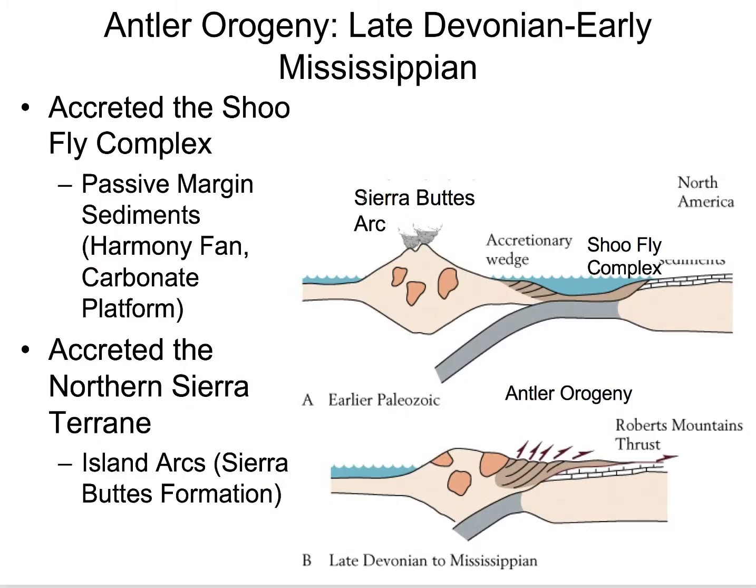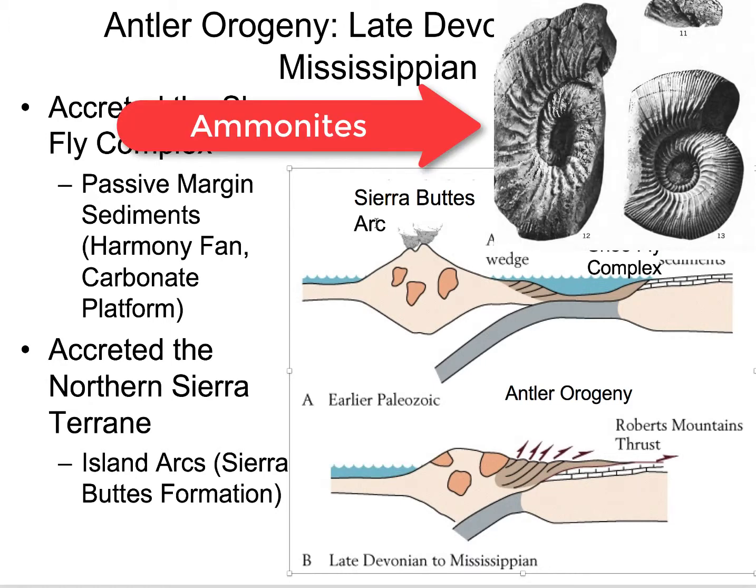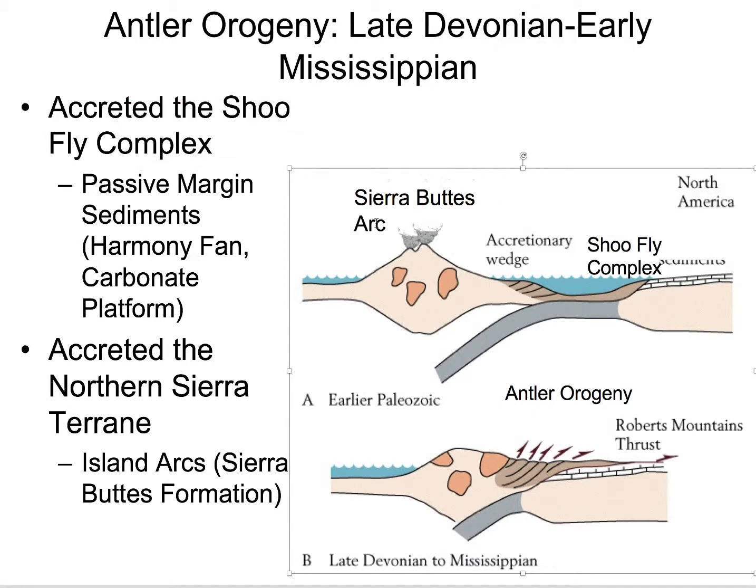And so a classic place to see the Northern Sierra Terrane is the Sierra Buttes Formation up in the Northern Sierra, right off of Downieville, Sierra City, off of Highway 49, all those metavolcanic rocks, and there's even some ammonite fossils that date to the Devonian period that were found in the sediments around this island arc. So imagine an island arc volcano, Japan being thrust onto China. So that's kind of what happened here.